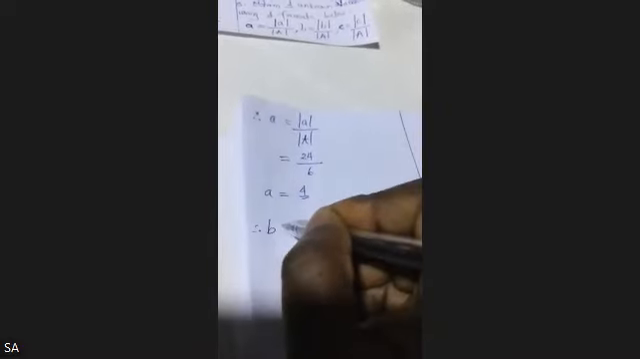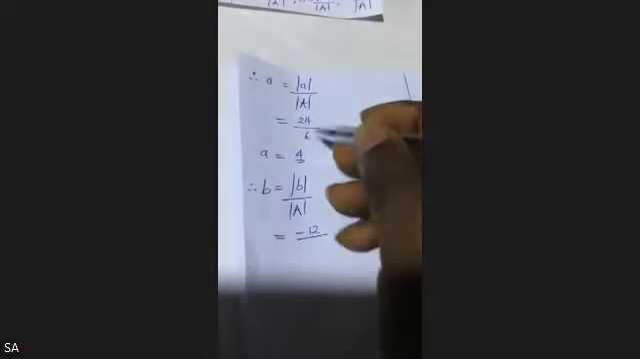Now let's do B. B is the determinant of B over the general determinant. The determinant of B is minus 12, over 6. So you can see B gives us minus 2.